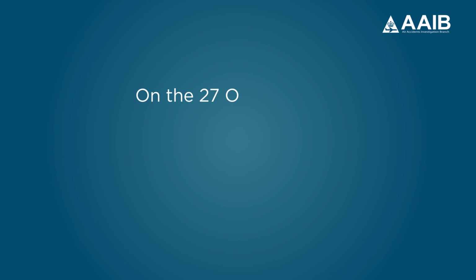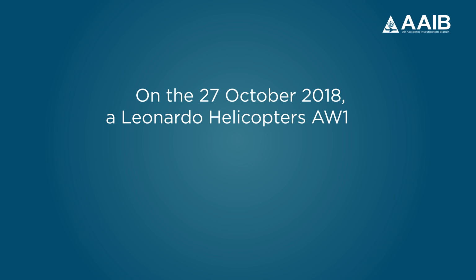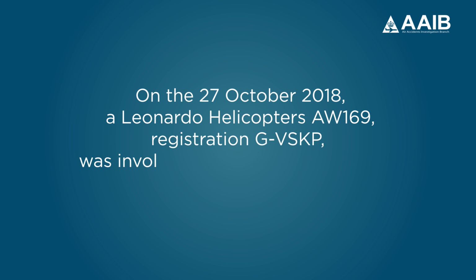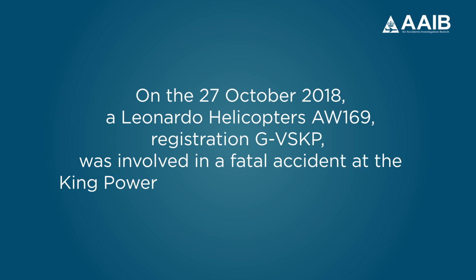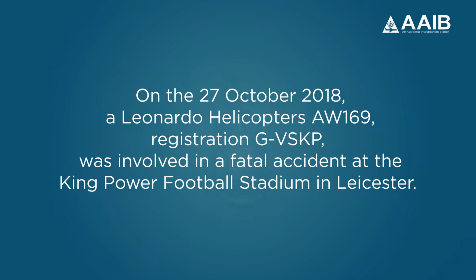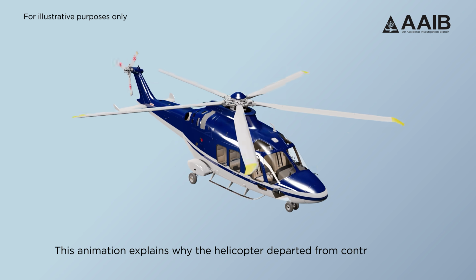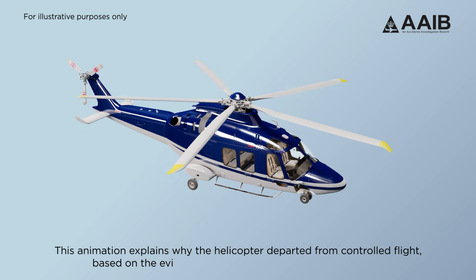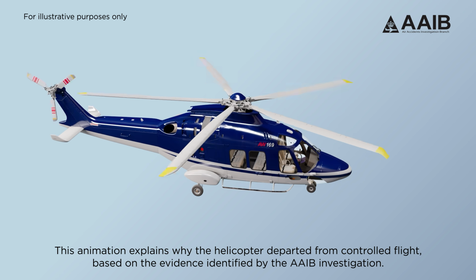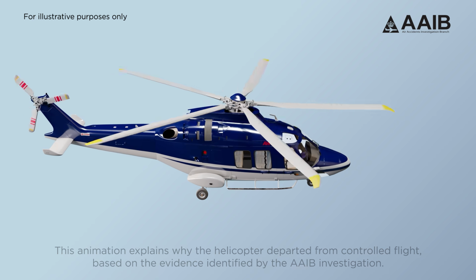On the 27th of October 2018, a Leonardo Helicopters AW169, registration G-VSKP, was involved in a fatal accident at the King Power football stadium in Leicester. This animation explains why the helicopter departed from controlled flight, based on the evidence identified by the AAIB investigation.